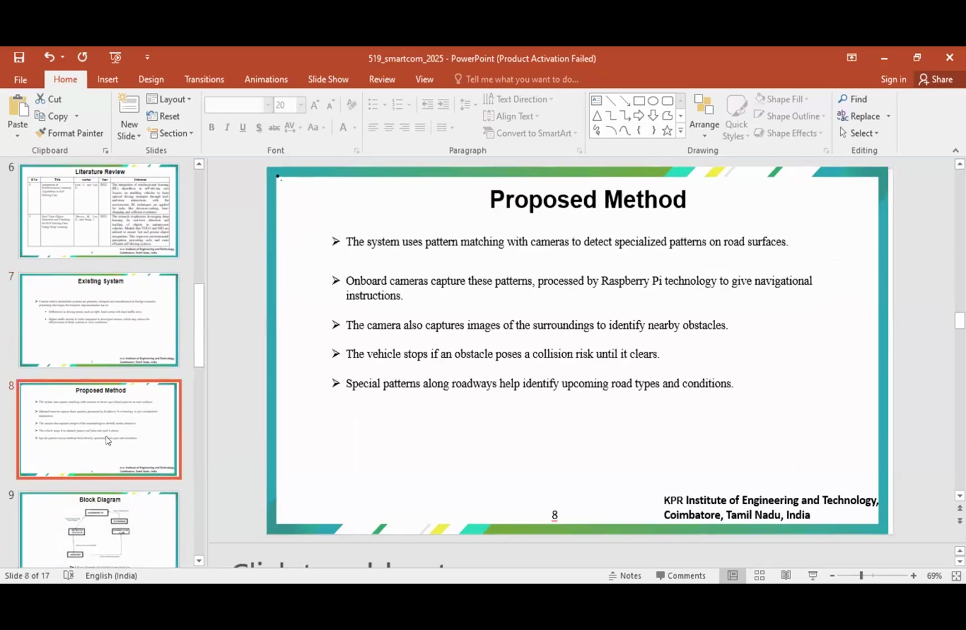And here is the proposed method. The system uses pattern matching with cameras to detect specialized patterns on road surfaces. Onboard cameras capture these patterns, processed by Raspberry Pi technology to give navigation instructions. The camera also captures images of surroundings to identify nearby obstacles. The vehicle stops if an obstacle poses a collision risk until it clears. And special patterns along the roadway help identify upcoming road types and conditions.